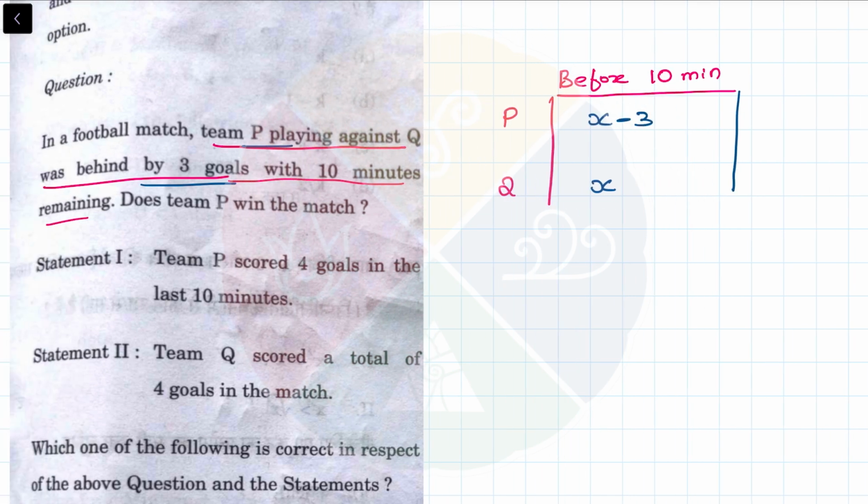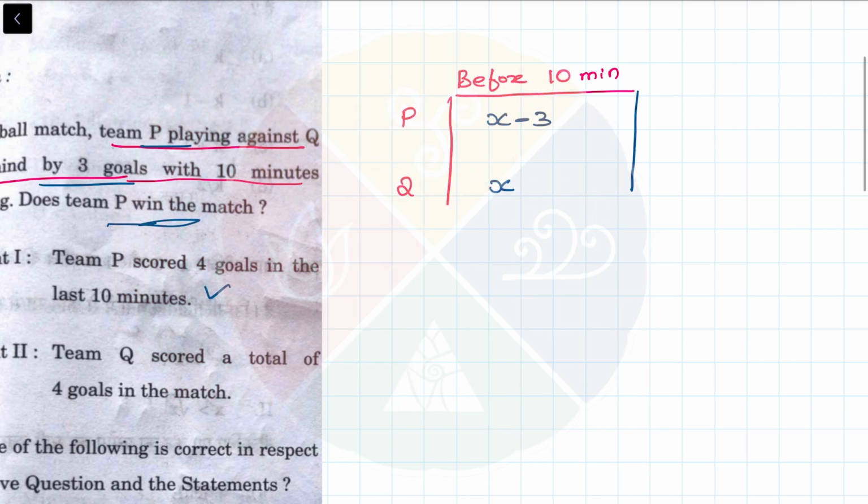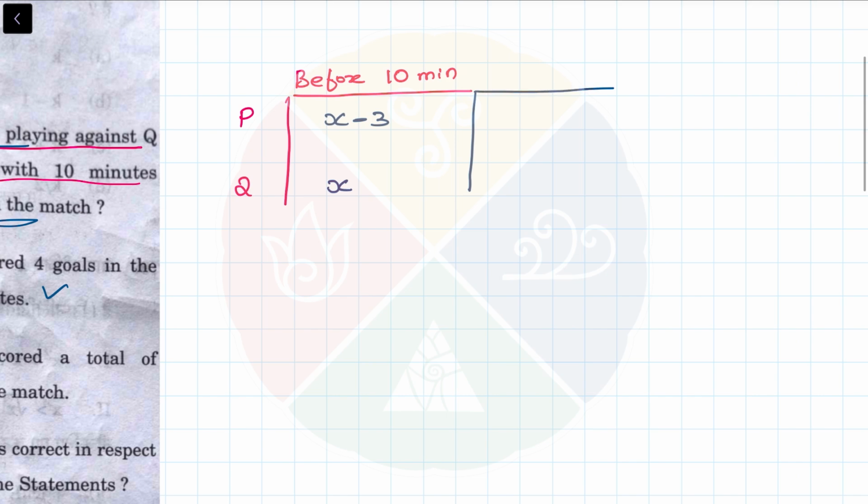Does P win the match? I don't know. We don't know what is happening in the last 10 minutes, right? So let's see the statements. Statement 1: team P scores 4 goals in the last 10 minutes. So in the last 10 minutes, team P scores 4 goals. The problem here is that statement 1 doesn't tell anything about Q.